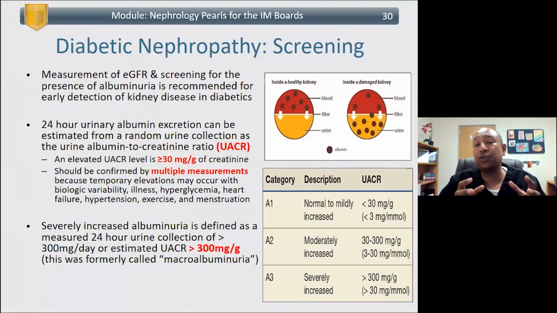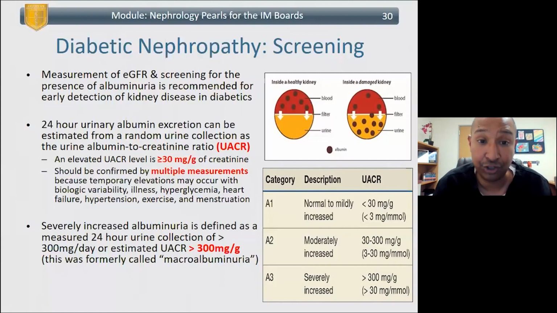So it's essential to measure the estimated GFR. And now I hope you appreciate why it's estimated, because we really can't get GFR to help watch how our kidneys are doing. So one of the things that we do is a 24-hour urine albumin excretion.